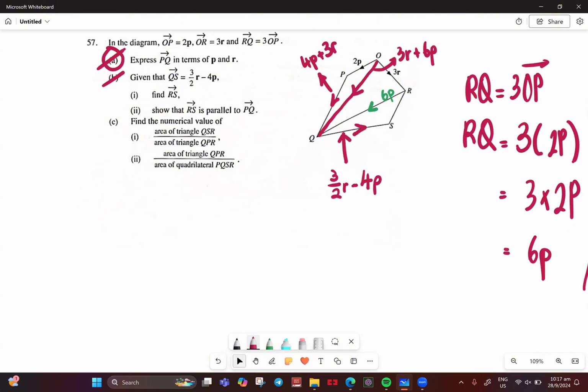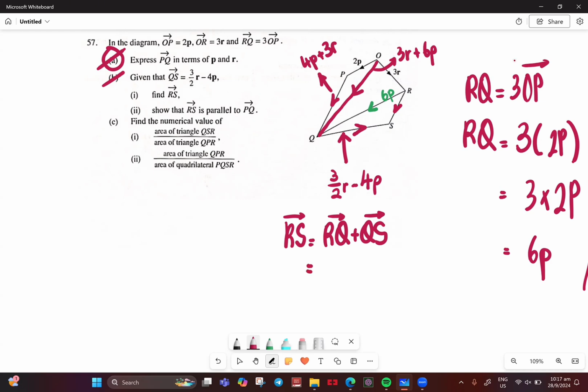Now, my question to you is how to find RS. RS is R to S. You play around with the alphabets. Can it be RQ with QS? Does it work? RQ plus QS. Because Q is repeated, I can remove it, and then I'm left with RS. Am I making sense?